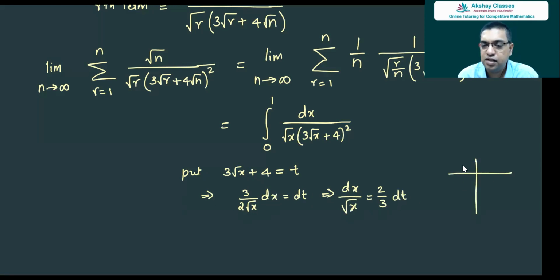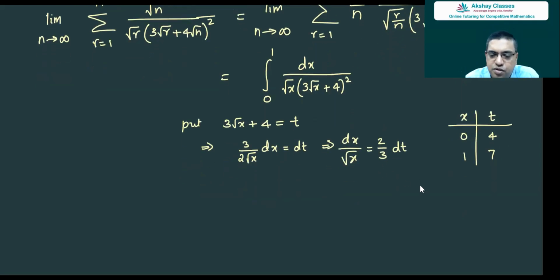And what about the limits? When x is 0, t is 4. When x is 1, t is 7. And of course, it's a continuous interval because x is varying from 0 to 1, and this is a continuous function. So it is valid. t is a continuous substitution, so this substitution is valid. Therefore, this integral I becomes integral 4 to 7, 2 upon 3 dt by t square.